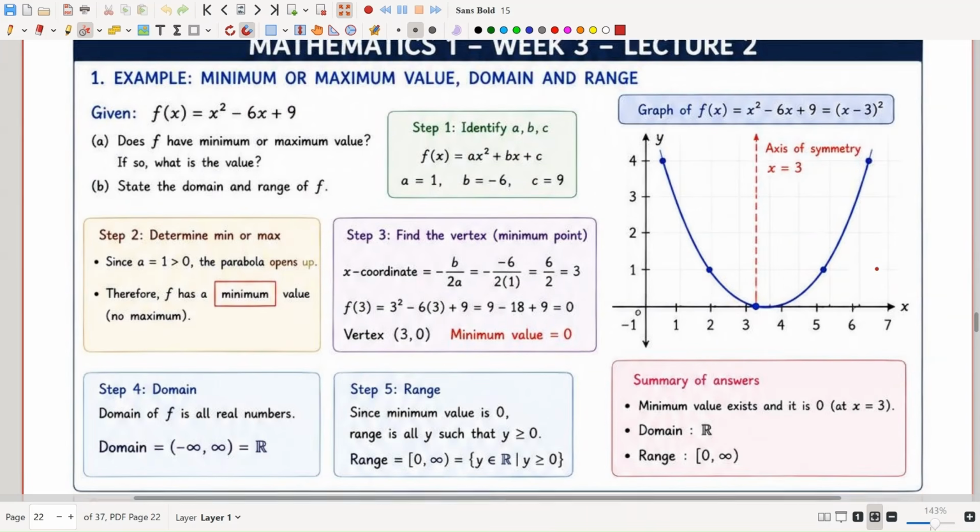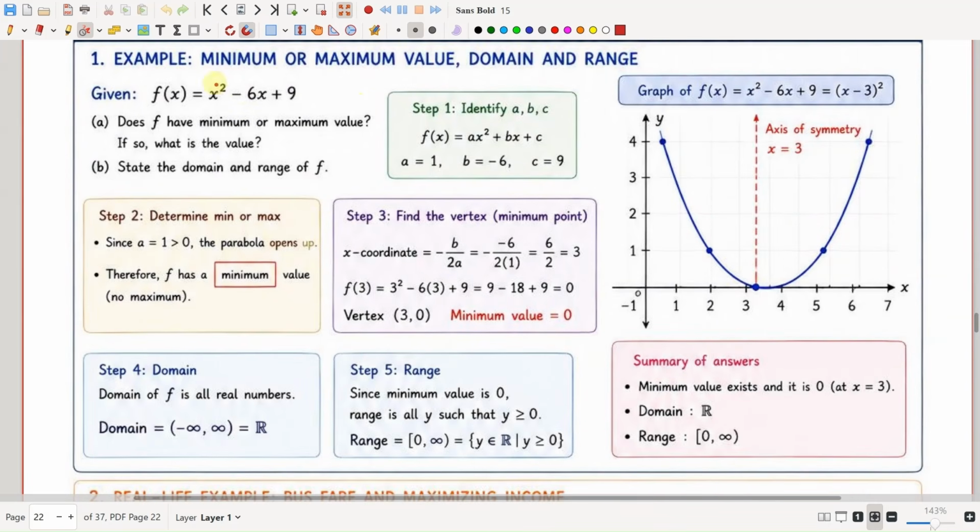Okay, let's move on to the next lecture here. Now let's understand how we will find the maximum or minimum value and then the domain and the range. For example, let's have f of x is equal to x square minus 6x plus 9. So does f have a minimum or maximum value? If so, what is the value? And we are asked to find the domain and range of f.